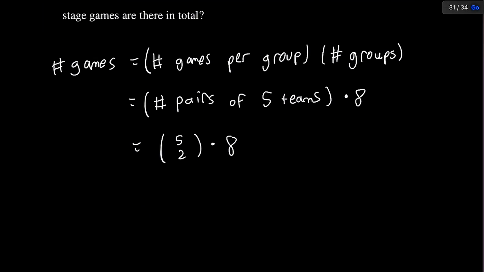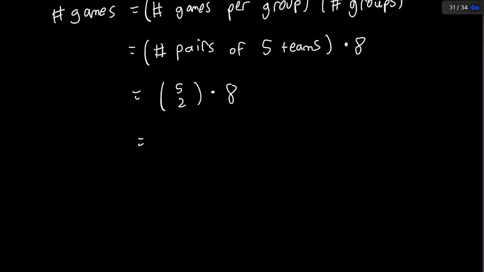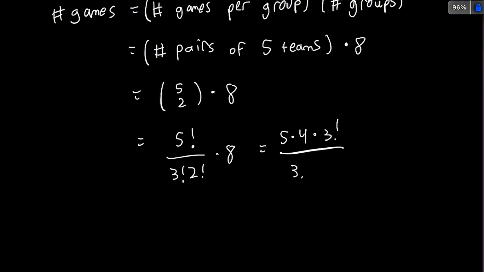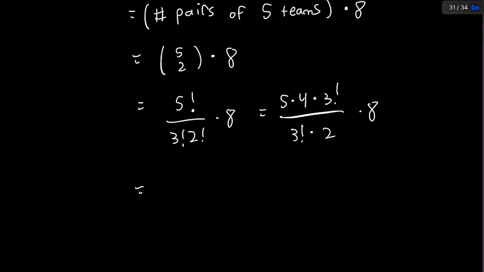Okay, we can just run through the calculation here. 5 choose 2 is 5 factorial over 3 factorial 2 factorial, times 8 again, right? This is just 5 times 4 times 3 factorial over 3 factorial times 2 factorial, which is just 2, times 8. Cancel the 3 factorials, and we're left with 20 over 2, so 10 times 8, which is 80. So there's 80 games in this group stage. Okay. On to the next one.